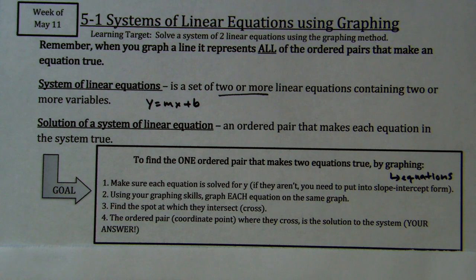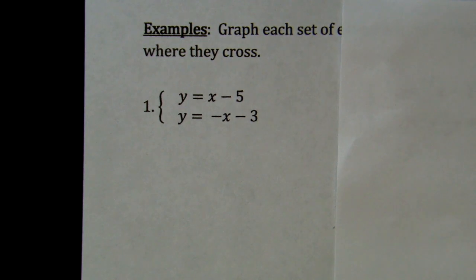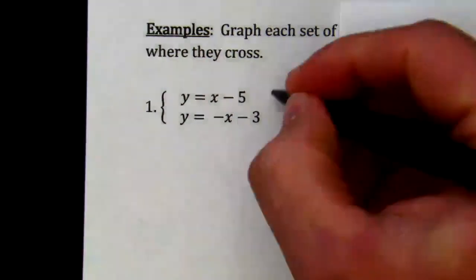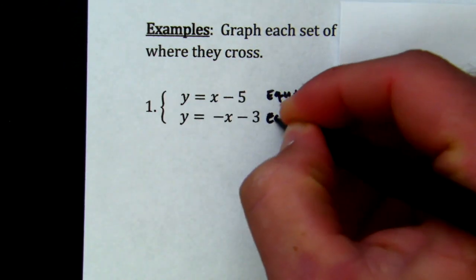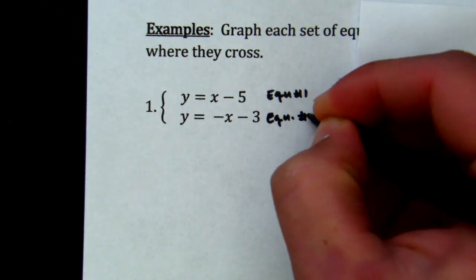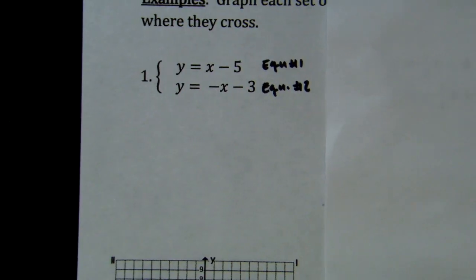So you're going to graph both equations using your skills that we've already learned. Then you're going to find where they cross, that ordered pair point or the coordinate point, and that is going to be your answer. So let's go and take a look at this first example. Here's my system. It's going to have equation number 1 and equation number 2. All right? Now, I'm going to go a little overboard on the explanations, and once you get the hang of it, you won't need to. But again, we highly suggest doing it.